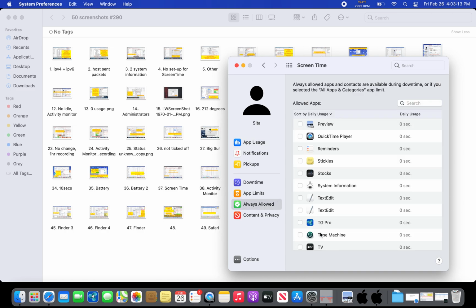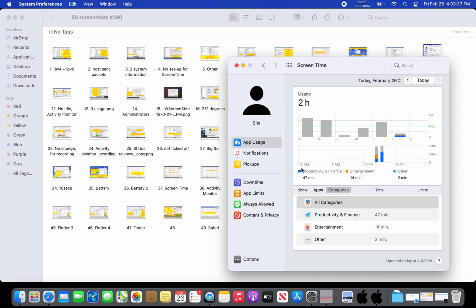Always allowed. So here, it does not show usage of other apps. TG Pro has been running, and it doesn't show usage. I have two preview, two QuickTime, two TextEdit. Preview and QuickTime are constantly running on the computer, and preview never shows up in Activity Monitor. Not only that, app usage is two hours. They never are aligned. It's all in the screenshots.